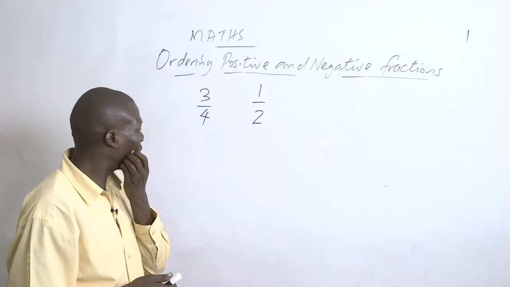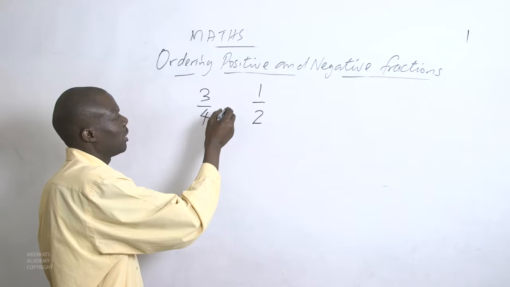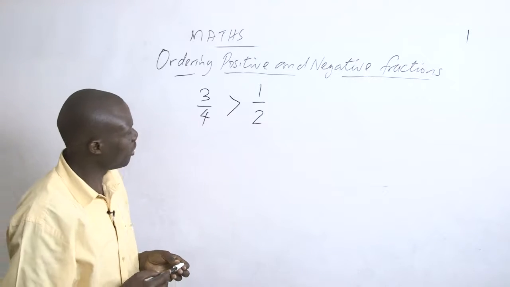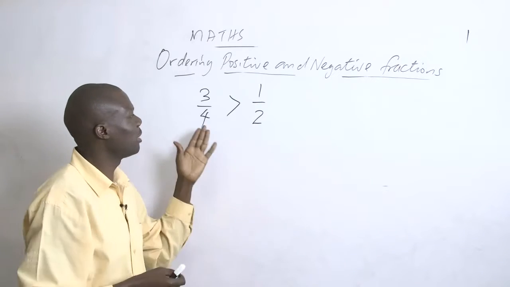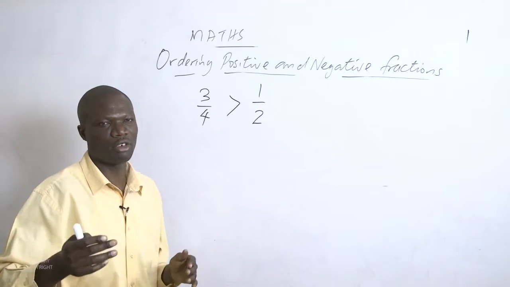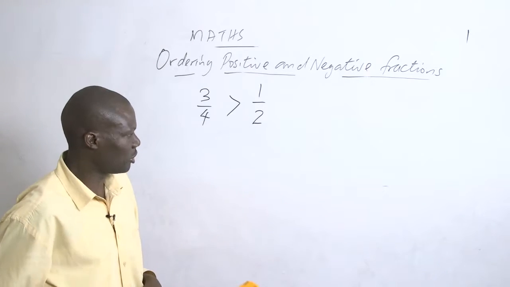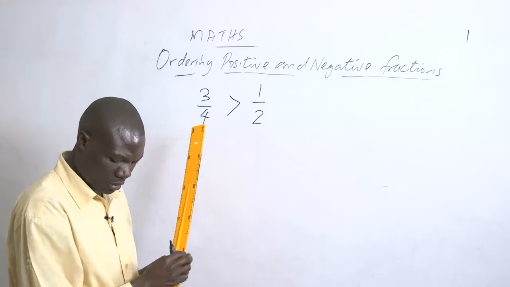From this, you'll realize that 3 over 4 is greater than a half, and the reason is because when we bring in the number line, 3 over 4 lies on the extreme right of a half. I'll demonstrate it with the number line as we have always seen earlier.